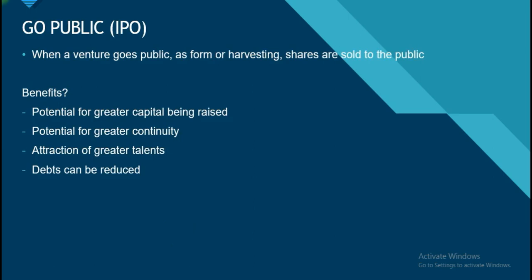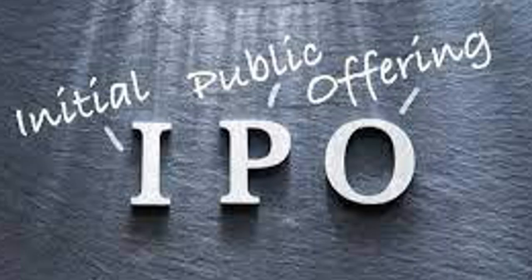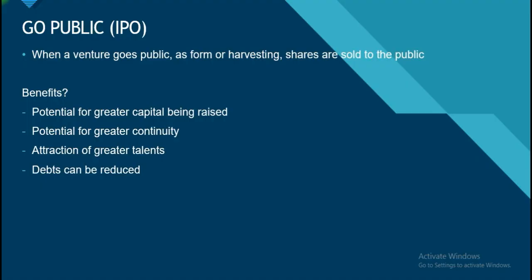Then number 7 on the list is that the entrepreneur can seek to go public, as in offering shares to the public, and that is referred to as an IPO, which means initial public offer. Initial public offer, because this would be the first time that the shares are being offered to the public. When this happens, members of the public now become part owners of the venture. The benefits are quite great.